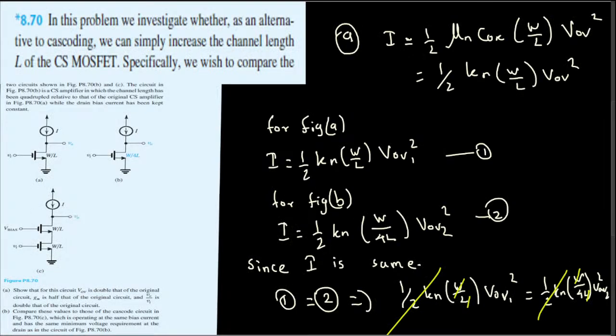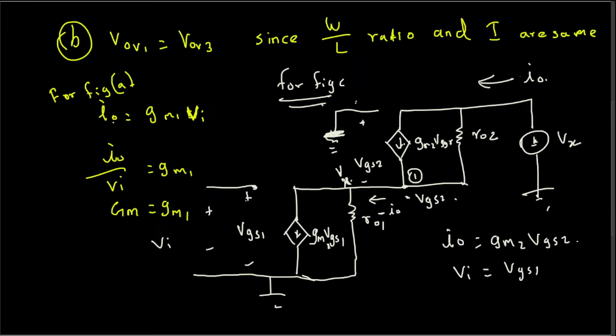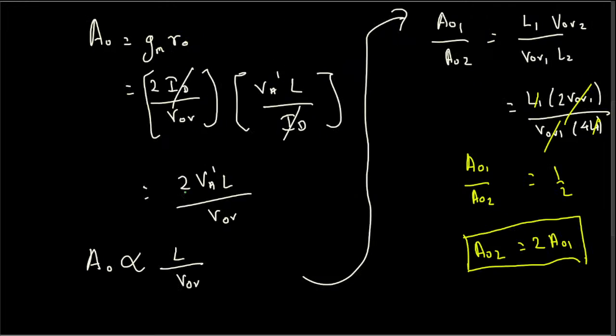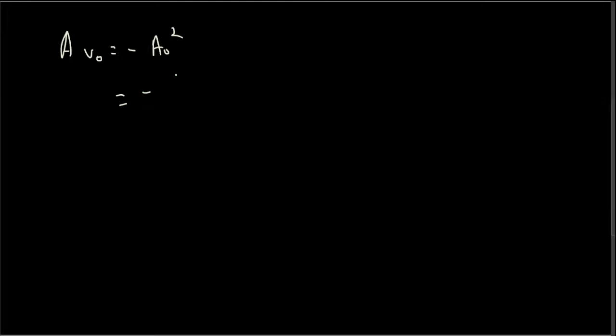So the equation for the gain of a cascoded transistor like this is squared. If you have AV naught, then if two of them are cascoded, this is going to be negative A naught squared. And for the gain, we derived the equation right here in part A of the question: negative times 2 VA prime L over V overdrive, whole squared. Okay, so this is for the cascoded one.